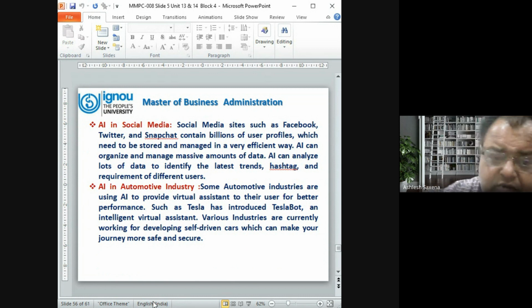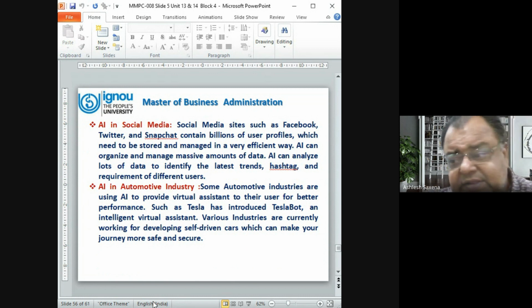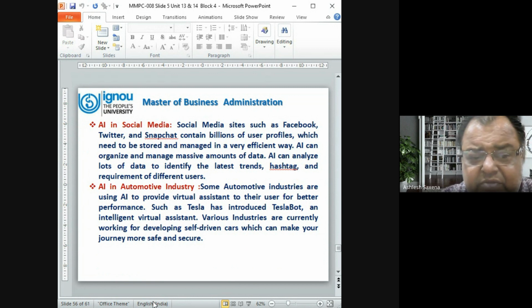Now, how is artificial intelligence used in the automotive industry? Some automotive industries are using artificial intelligence to provide virtual assistants to their users for better performance, such as Tesla, which has introduced Tesla Bot, an intelligent virtual assistant. Various industries are currently working on developing self-driven cars, which can make your journey safer and more secure.